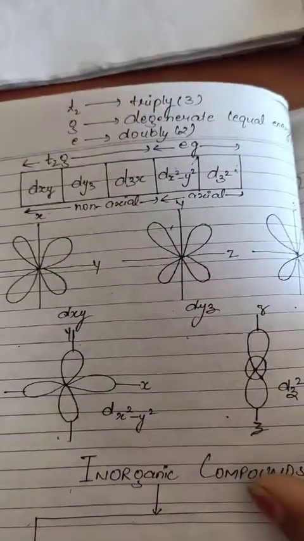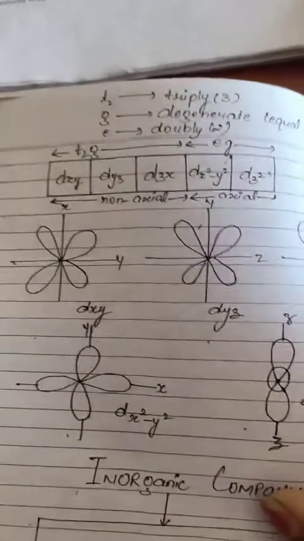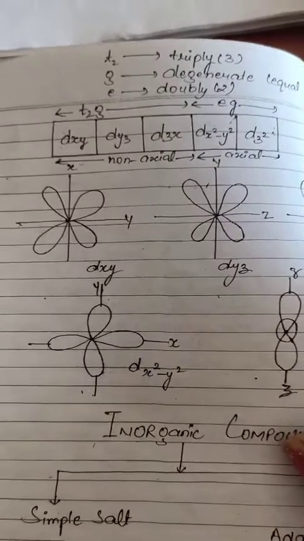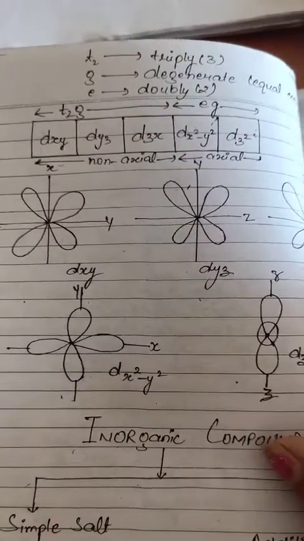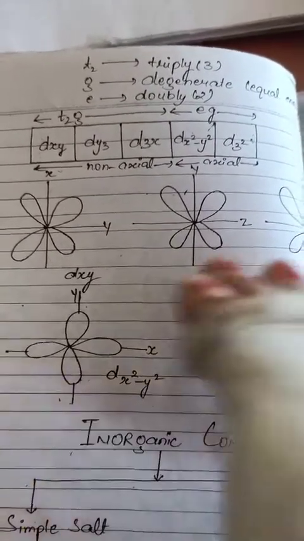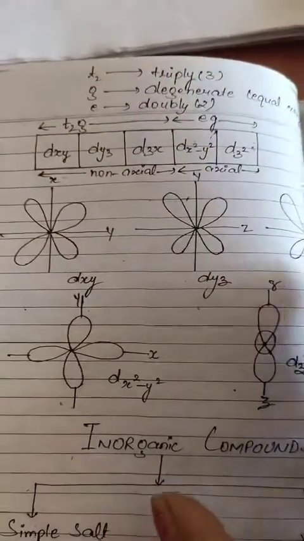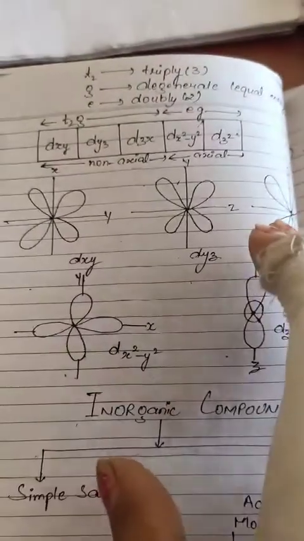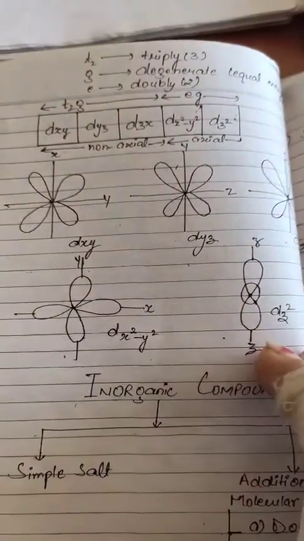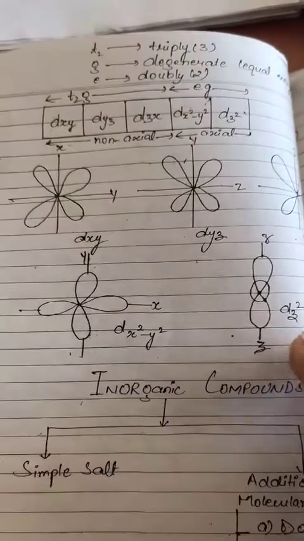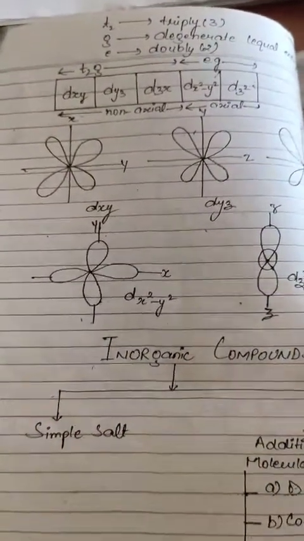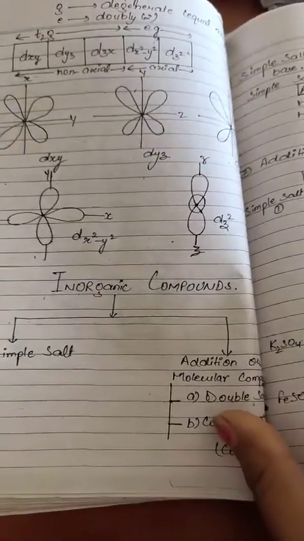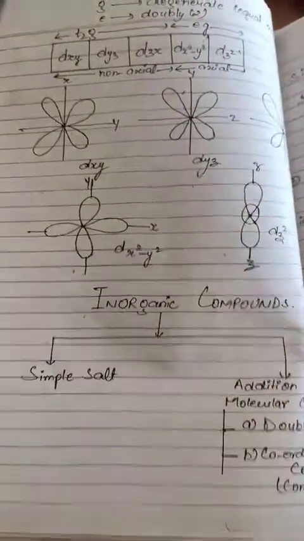Next we have to study about t2g and eg also. I have given this before also: what are the shapes of d orbitals. dxy, dyz and dzx have these shapes. These are the non-axial shapes, and these two are the axial shapes, dx2-y2 and dz2. Understood here? Inorganic compounds: simple salts, addition or molecular compounds, double salts, coordination compounds.